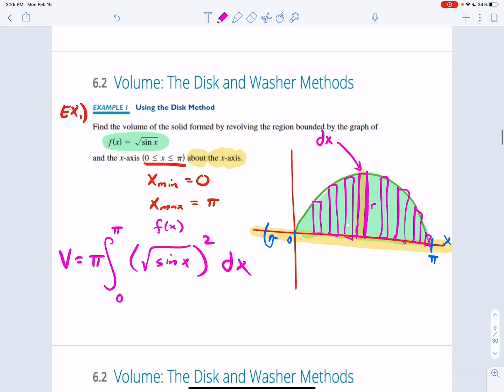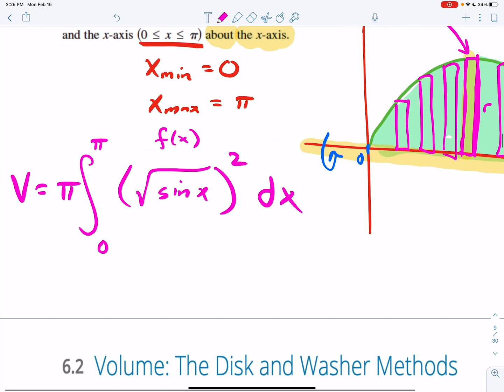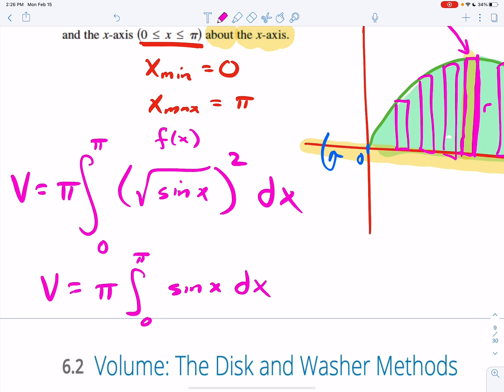Okay. That's pretty much it. All right? Here, you could actually simplify it. The square root and the square cancels out. You're left with the integral of sine. Okay? Try to do this by hand, just this problem here. Press play when you're ready.